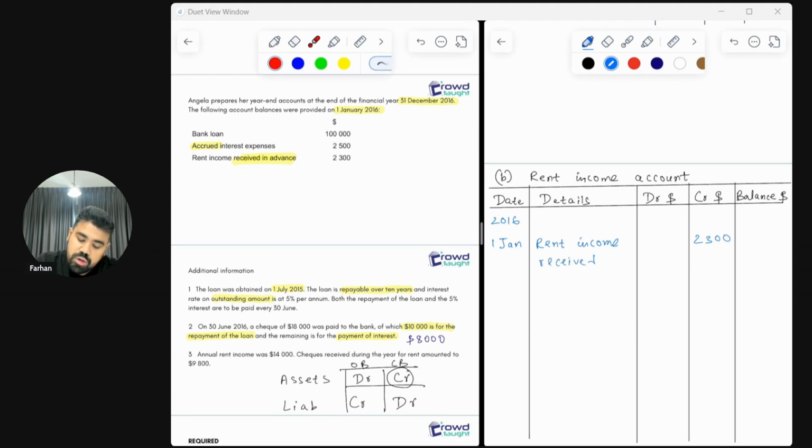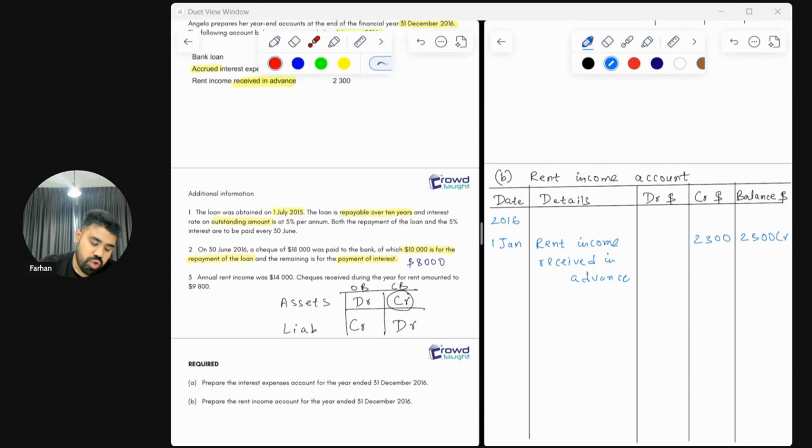So rent income received in advance, which leaves us with the net balance at the end of 2,300 credit, okay? All right, so we have no information relevant to rent income in the first and the second additional information, but in the third one, we do. In the third information, it's mentioned that annual rent income was $14,000 and checks received during the year for rent amounted to $9,800.